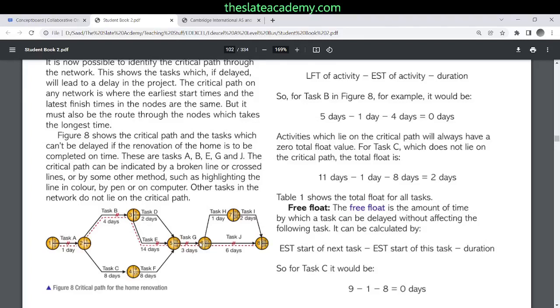Wait, can you repeat? Latest finish time, which is 26, we are doing for task H, minus the earliest start time of this activity, 22. 26 minus 22, minus the duration of task H itself. It's 3 days. So task H can be delayed 3 days without delaying the whole project.